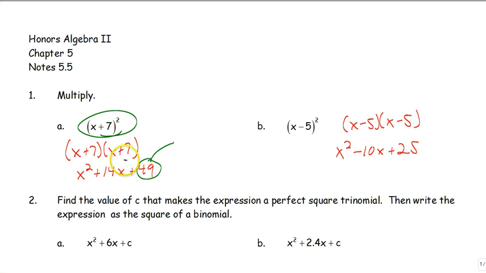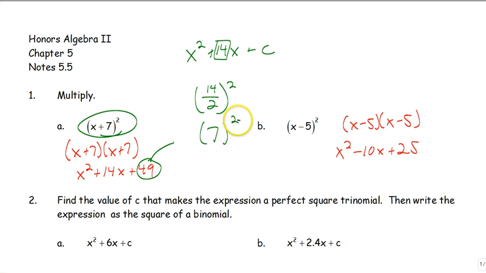So let's say I gave you something like x squared plus 14x plus some number c. And I want to know, and we're going to do this in the next part, how I get that 49 from what I have here. Here's what you do. You take the middle number, 14, you divide it by 2, and then you square it. So what's 14 divided by 2? It's 7. 7 is the value that you then square, which gives you 49.